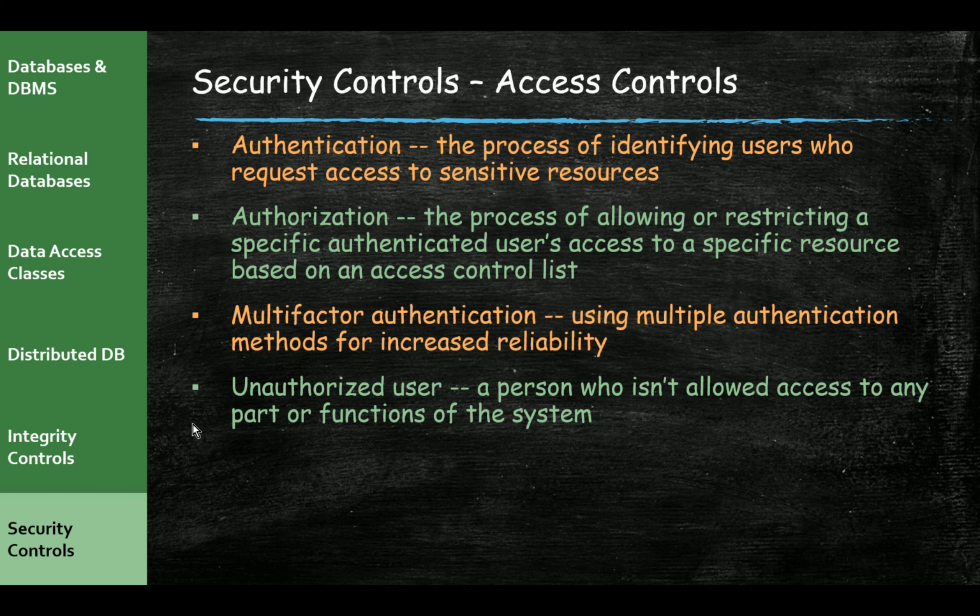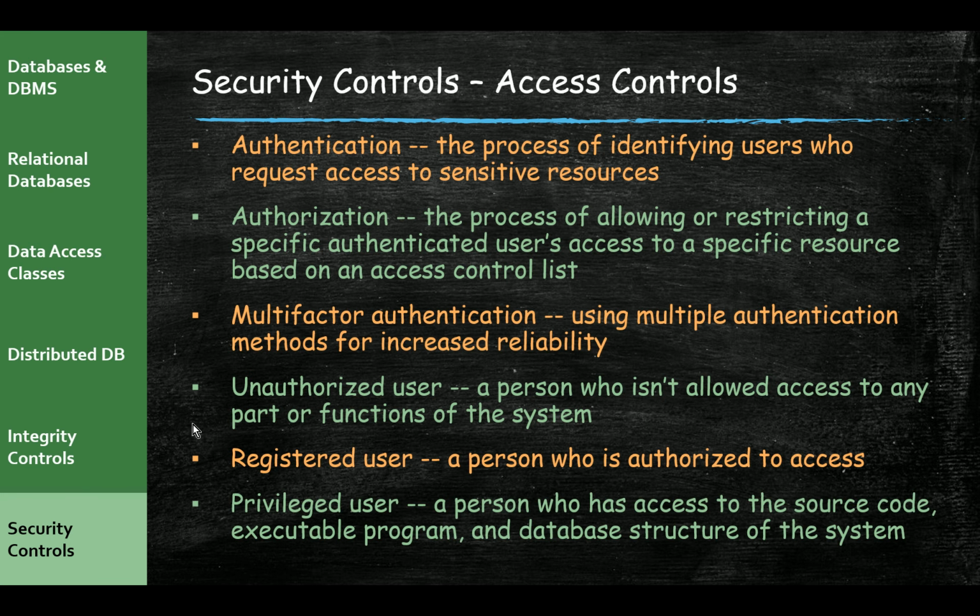An unauthorized user is a person who isn't allowed access to any part or functions of the system, whereas a registered user is a person who is authorized to access. So usually we want to protect ourselves from those unauthorized users. A privileged user is a person who has access to the source code, executable program, and database structure of the system. So these are our system administrators typically.